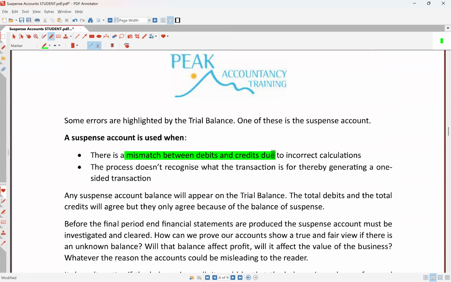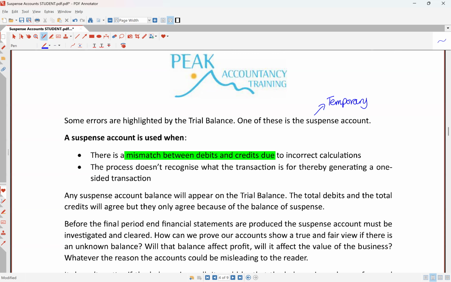The other reason could be because we don't know yet where one side of the transaction needs to be posted. So as a temporary measure, we pop it into a suspense account. And that's one of the key things about a suspense account, that they should only ever be temporary. We don't want them in our final accounts. Our job as accountants is to clear them out and to put them into really where they should be in the accounts.